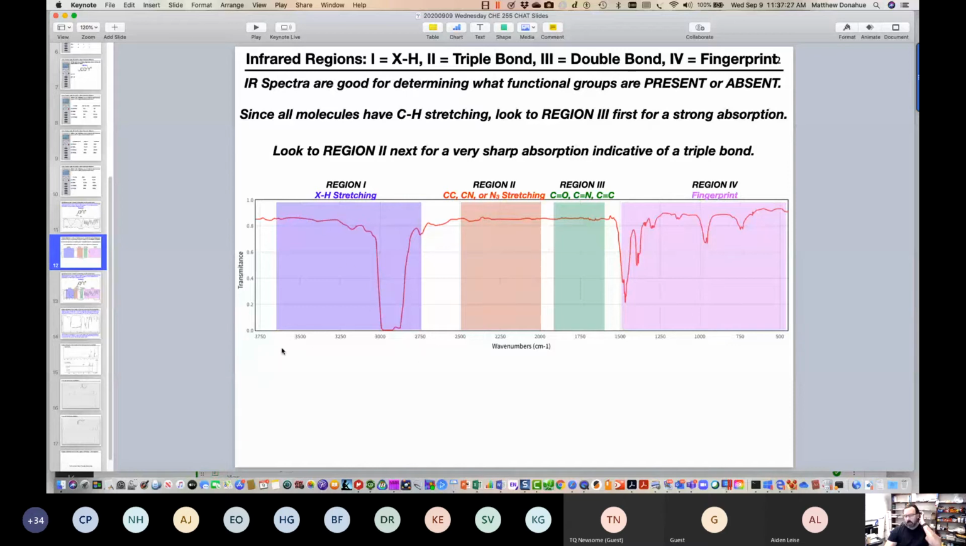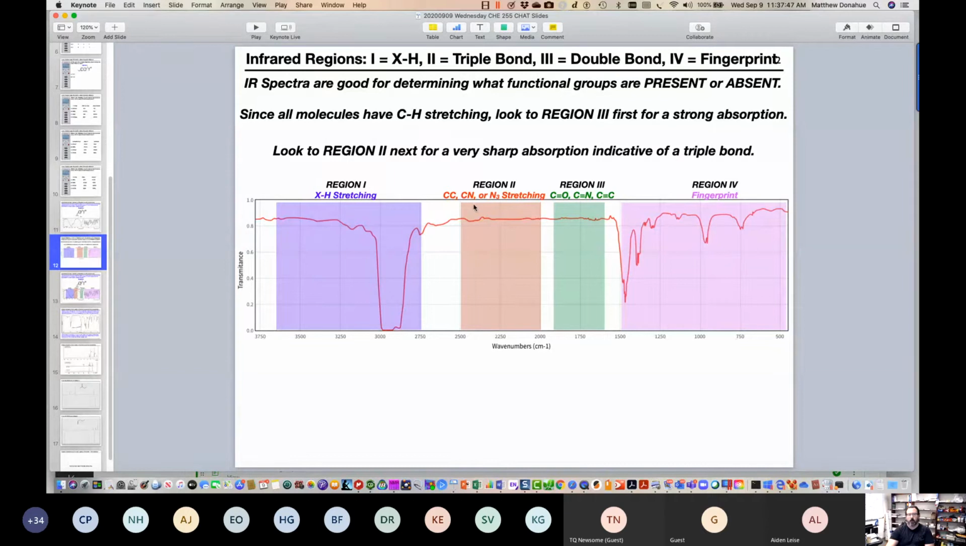Region 1 is about 4,000 to 2,750. I've colored that in blue. That is the XH stretching. So your carbon-hydrogen, oxygen-hydrogen, nitrogen-hydrogen stretching. They'll all occur in this region.